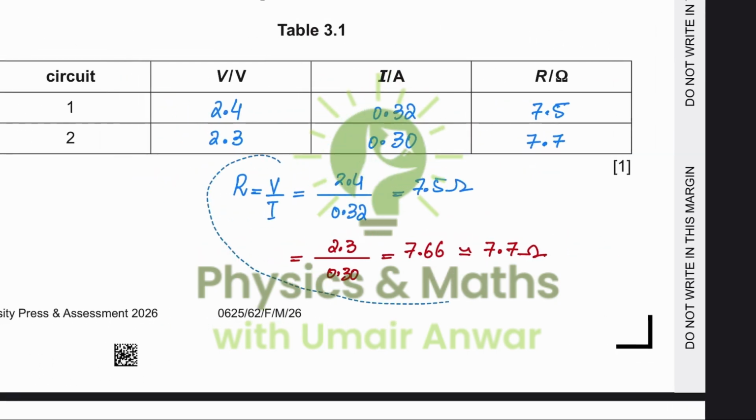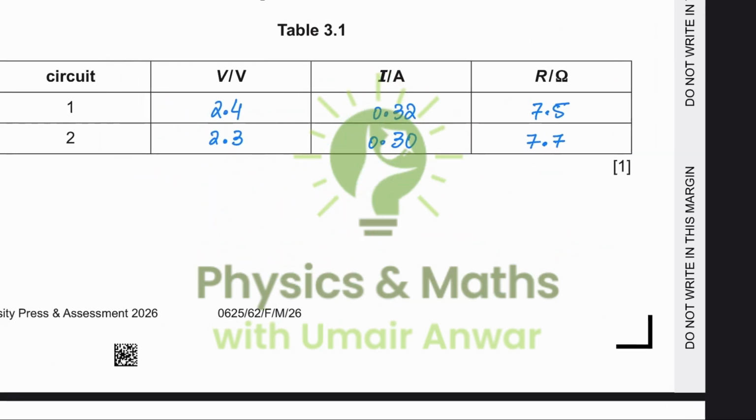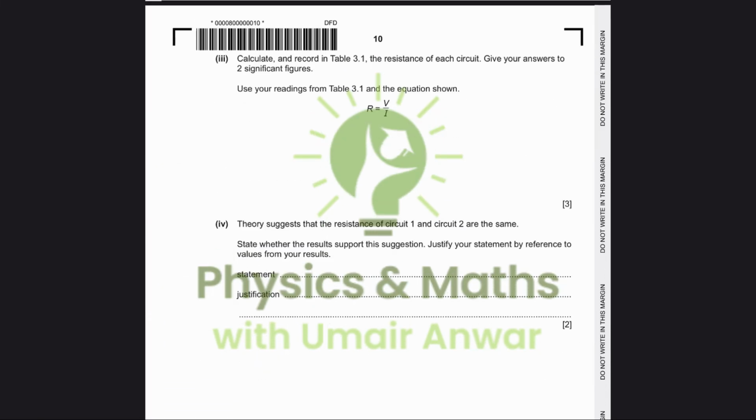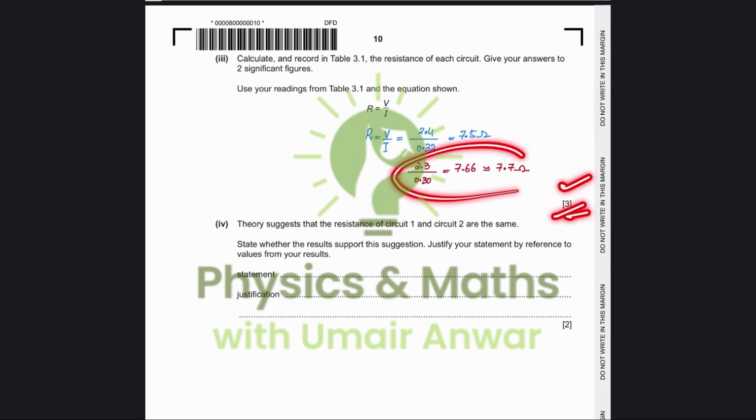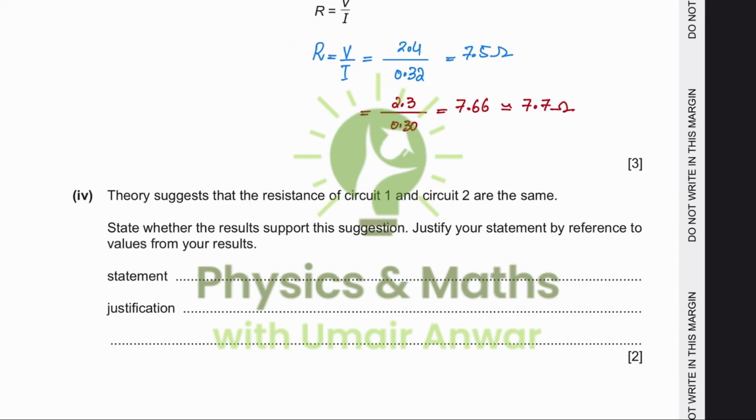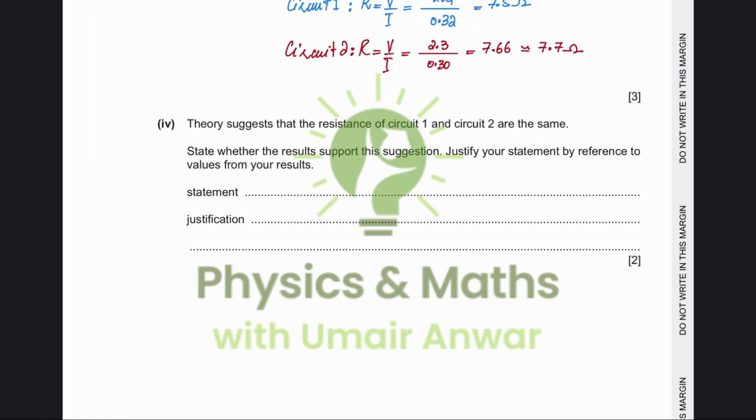And all of this working should be shown here in the answer space, so I'm copying it down here. This is the working that we have done for circuit 1 and for circuit 2, and this working is to be shown completely. It will earn us 3 marks. So let me write that this is for circuit 1 and this one is for circuit 2. R is equal to V upon I. Now the question says theory suggests that the resistance of circuit 1 and circuit 2 are the same. This is a suggestion.